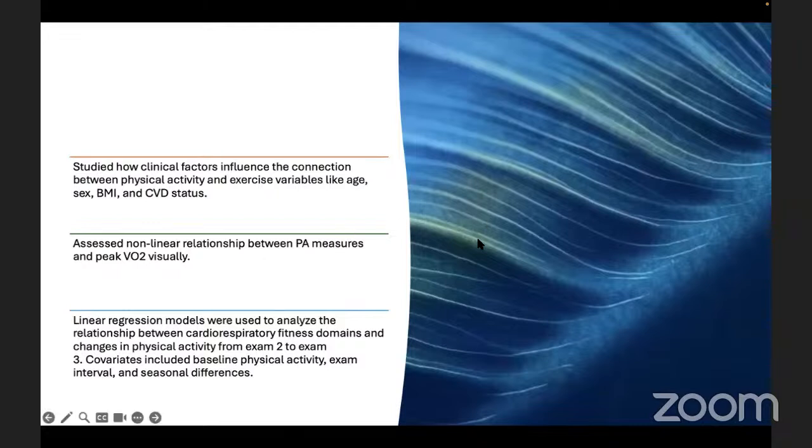So they studied how clinical factors, like age, sex, body mass index, and cardiovascular status, influence the connection between physical activity and exercise variables, and also visually assessed the nonlinear relationship between physical activity measures and peak VO2. Linear regression models were also used to analyze the relationship between cardiorespiratory fitness domains and change in physical activity from exam 2 to exam 3. The covariates include baseline physical activity, exam interval, and seasonal differences.